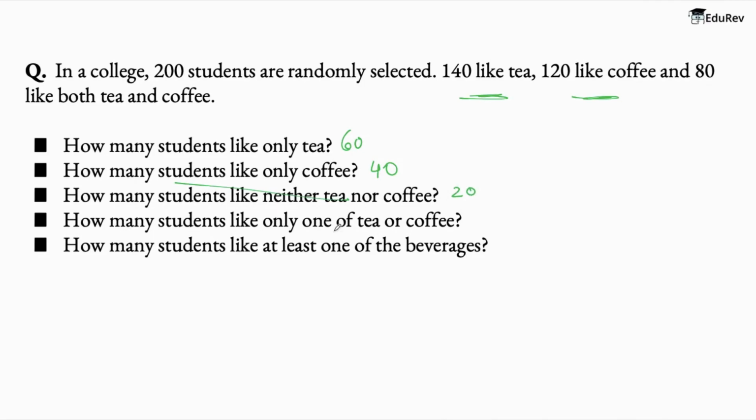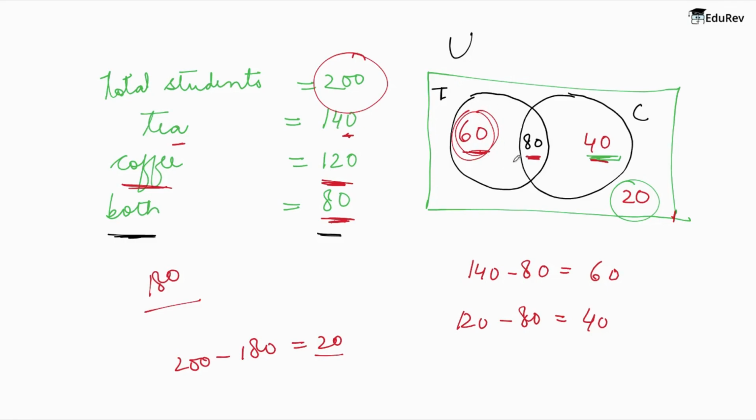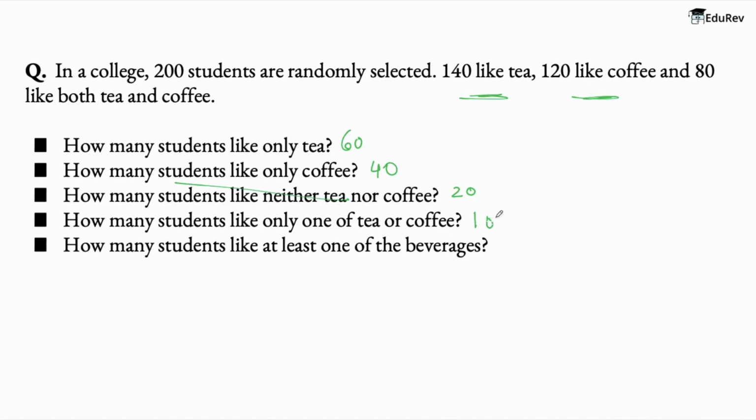Then how many students like only one of tea or coffee? That means either they like only tea or they like only coffee. So for only tea we have 60 people and for only coffee we have 40 people. So in total 100 people are the ones who like only one of tea or coffee.